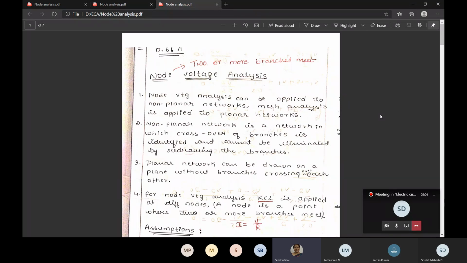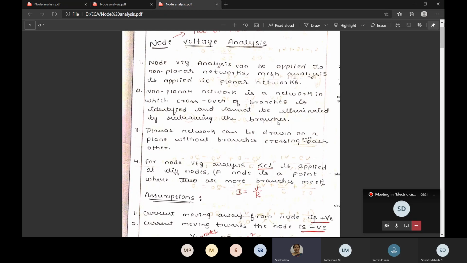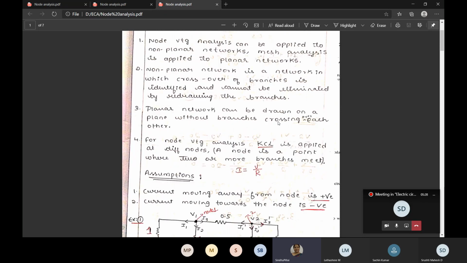In mesh analysis, we saw the method was used to find the loop currents. What are the currents in the loop? Unknown currents we used to find. Now, here we'll find the voltages. Node voltages will be used. Node voltage analysis can be applied to non-planar networks, and mesh analysis is applied to planar networks. A planar network can be drawn on a plane without branches crossing over each other.